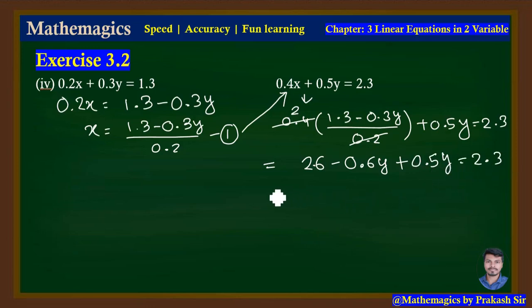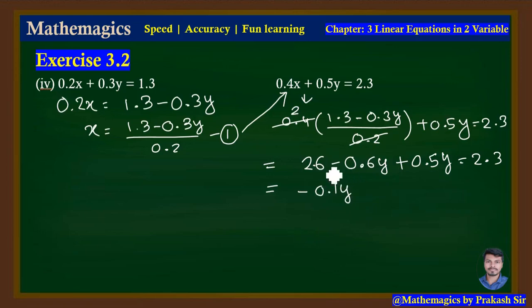So now let us calculate. This becomes 0.6y and this becomes 0.5y. 0.6y is negative. So obviously the answer will be minus 0.1y. I hope you have understood.